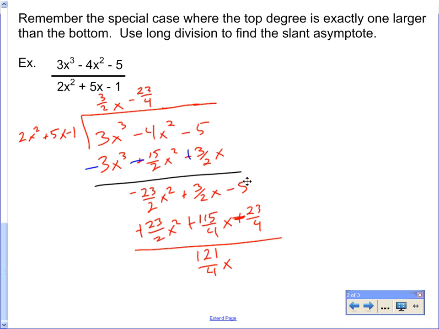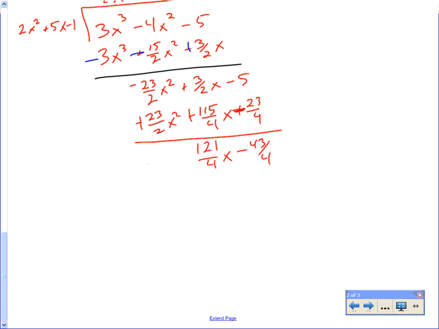Combine this. This is the same as 20 fourths. So negative 20 fourths minus 23 fourths is negative 43 fourths. Okay, and this is my slant asymptote. This is the equation of my slant asymptote. So I don't want to graph that. This is my y-intercept, my slope. I'm going up 121 and over 4.